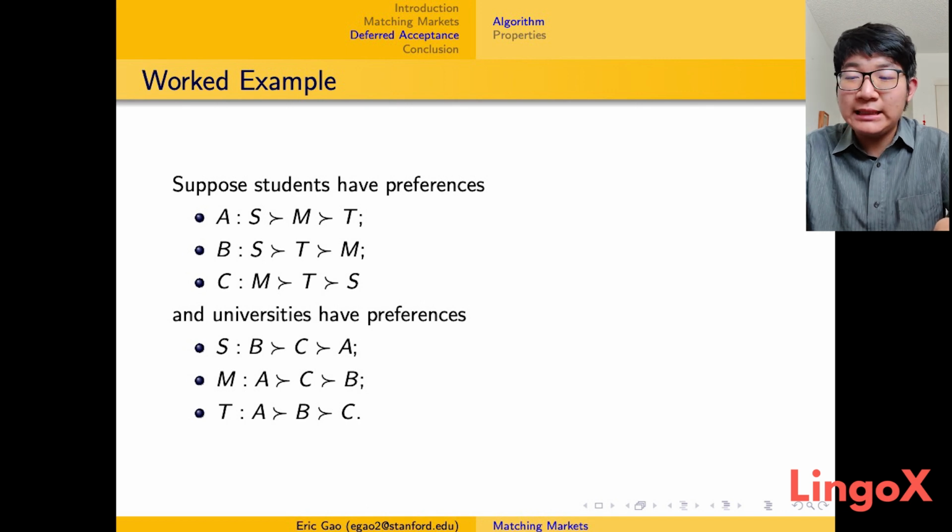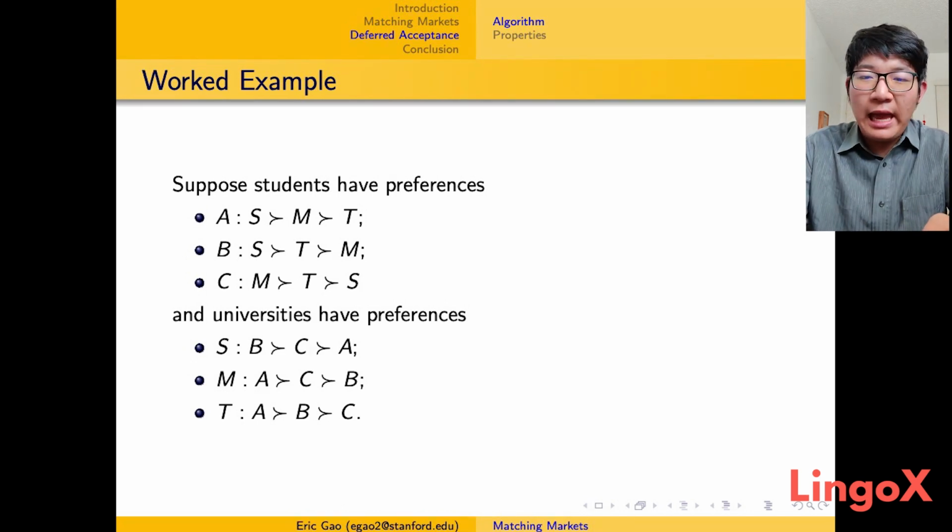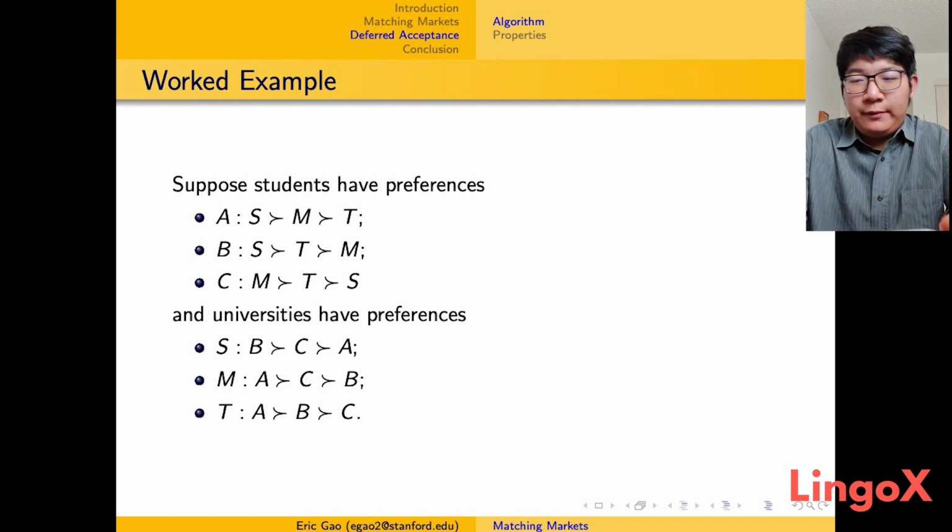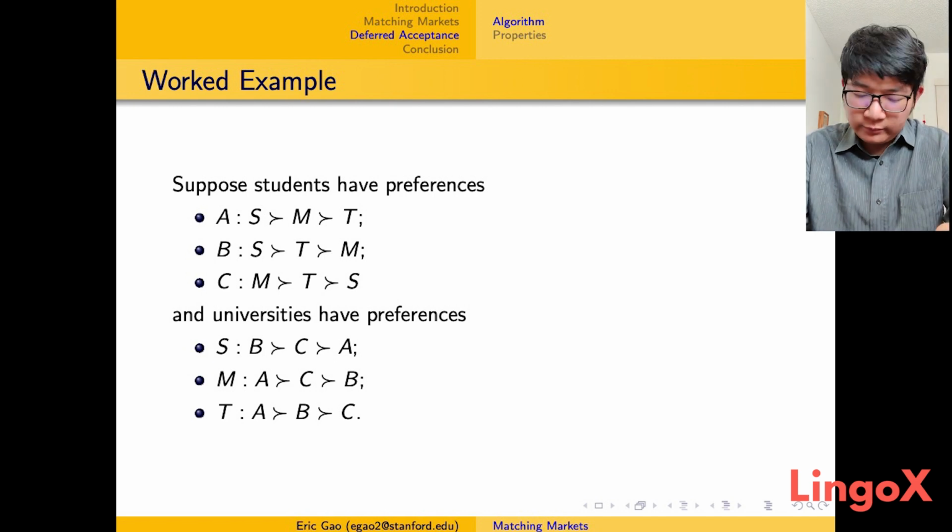So there are 2 cases. Either a student ends up accepted at the end, or a student goes through every single university on their acceptable list. And if they get rejected from all the universities that they apply to, then no university is willing to take them, and that rejection becomes final. They don't get to match with any university.